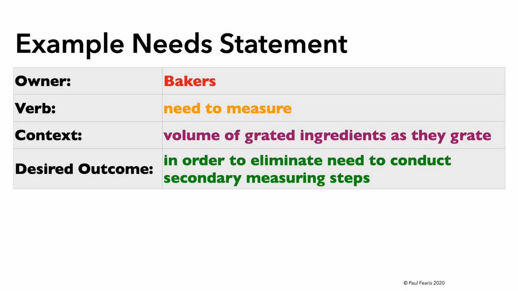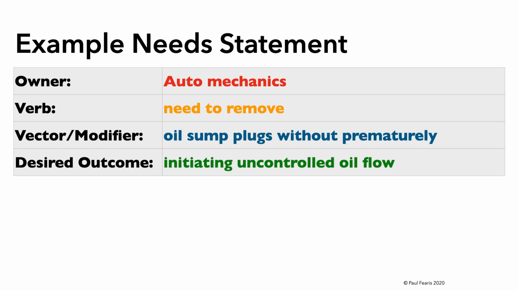Let's look at a different one. Bakers need to measure the volume of grated ingredients as they grate in order to eliminate the need to conduct secondary measuring steps when baking a carrot cake. Remember, we saw that example earlier on. Let's look at another one. Auto mechanics need to remove oil sump plugs without prematurely initiating an uncontrolled oil flow. So you can again see that most of the elements are there. It's a consistent need statement.